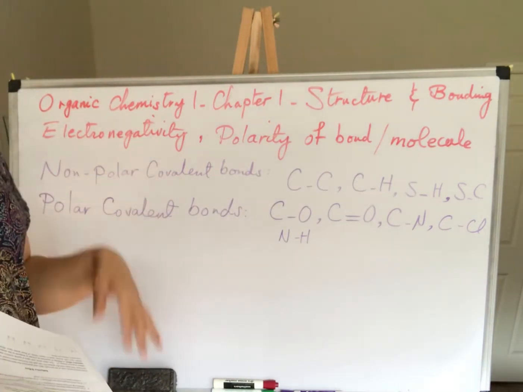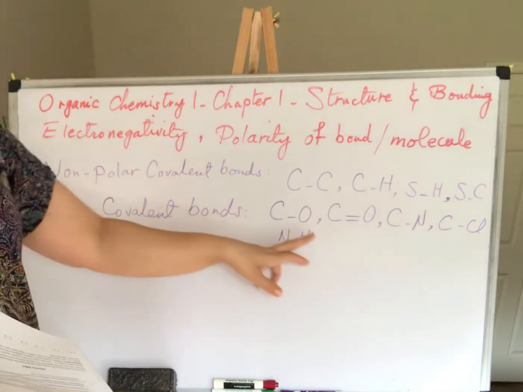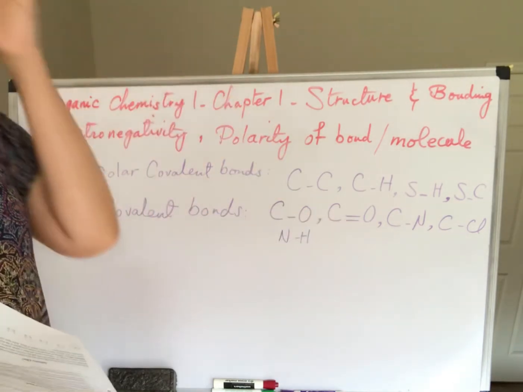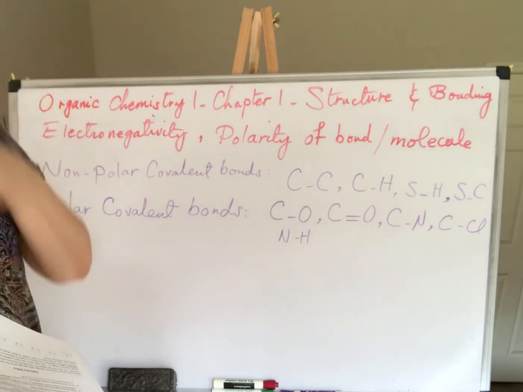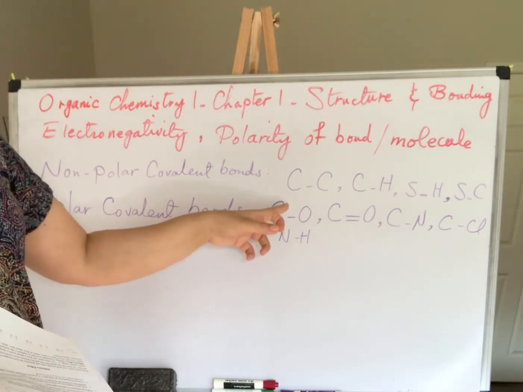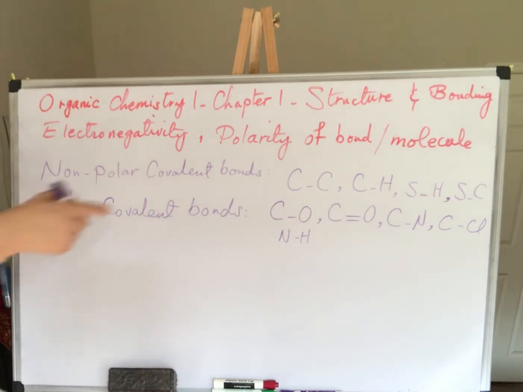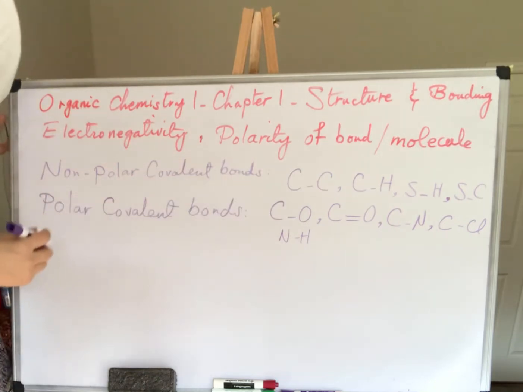The rest of the bonds are going to be polar. So what are the polar covalent bonds? Carbon-oxygen single bond, carbon-oxygen double bond, carbon-nitrogen, carbon-chlorine, and nitrogen-hydrogen. So it means that the electronegativity is going to be different between the two atoms.